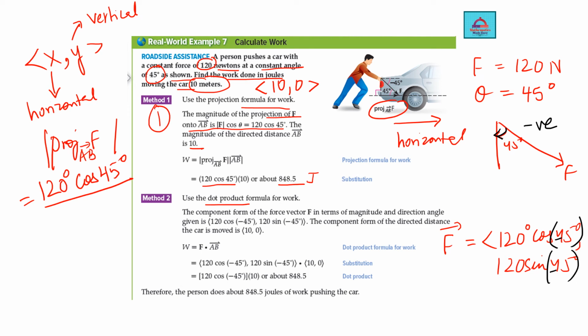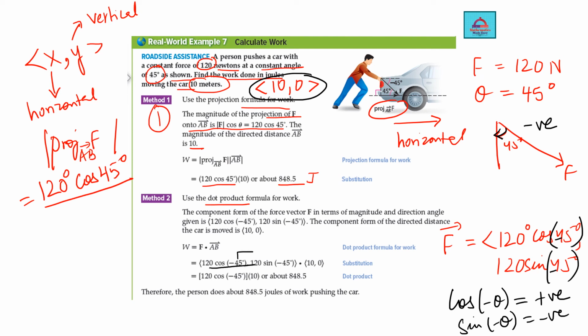Now you all know cos is an even function. Cos of a negative angle also gives a positive result. However, sine of a negative angle gives a negative result. And here the second vector we've already got as 10 comma 0. So when you take the dot product of F with AB, you take the dot product of 120 cos minus 45 with 10 and 120 sine minus 45 with 0. The one with 0 vanishes. So you're only left with 120 cos minus 45 multiplied with 10, which is the same result.